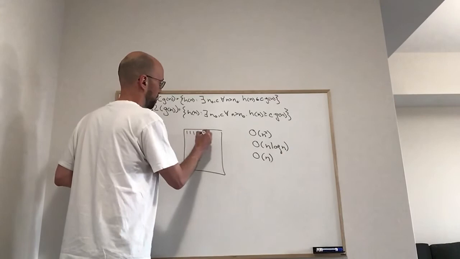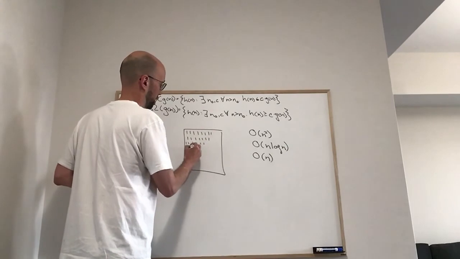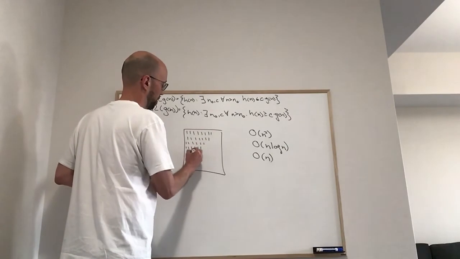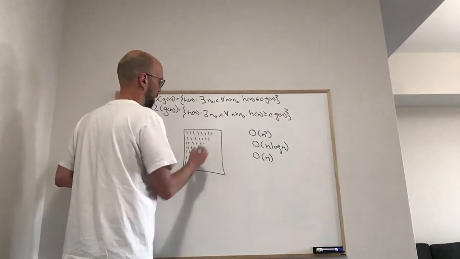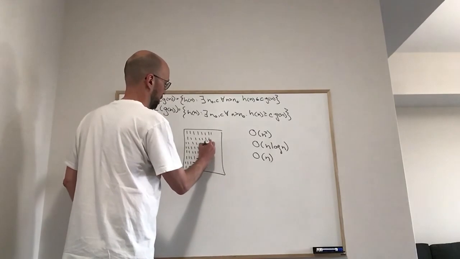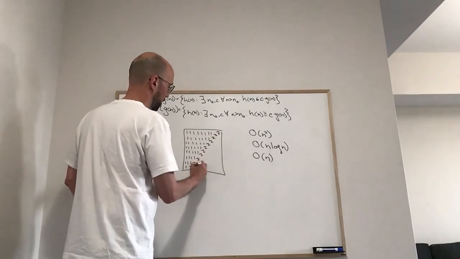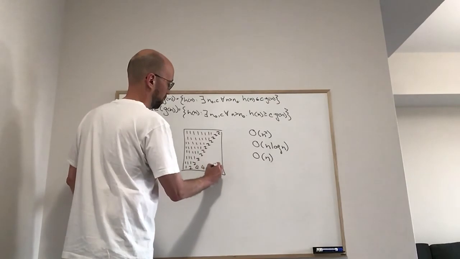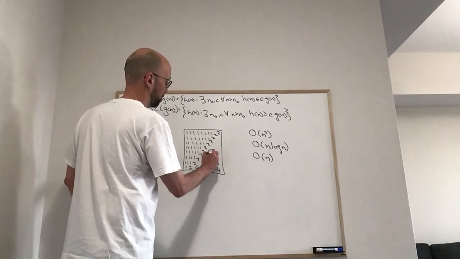where you have a bunch of 1s in the top left of the matrix, and then along the diagonal you have 2s, and down here you have 4s. So this is still an n by n matrix.